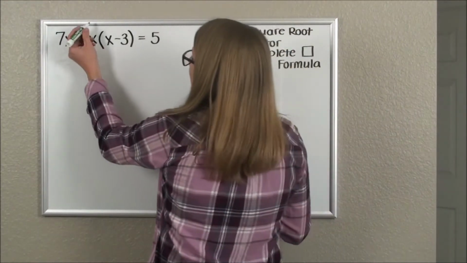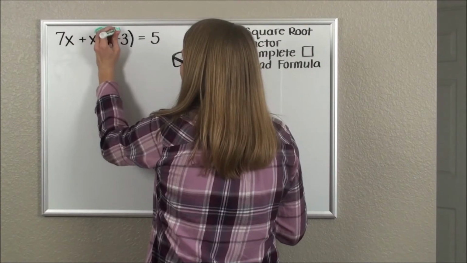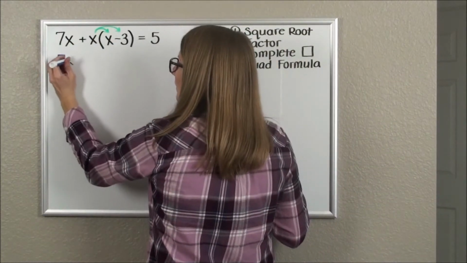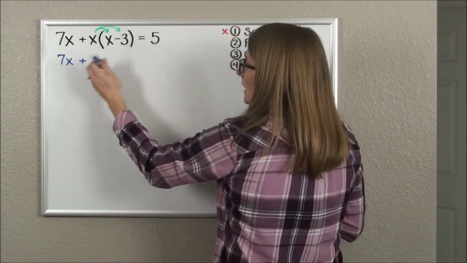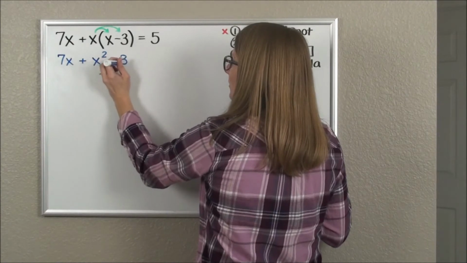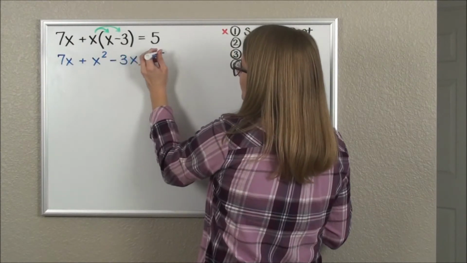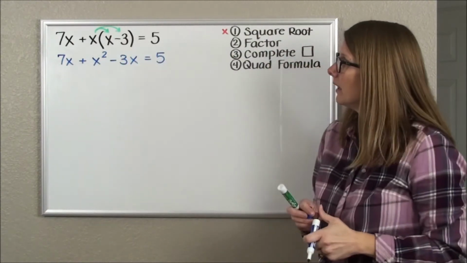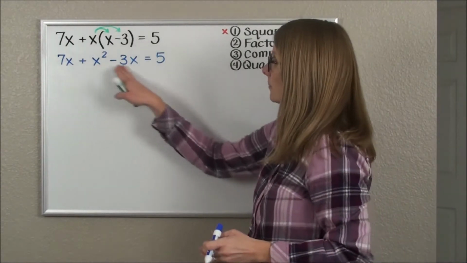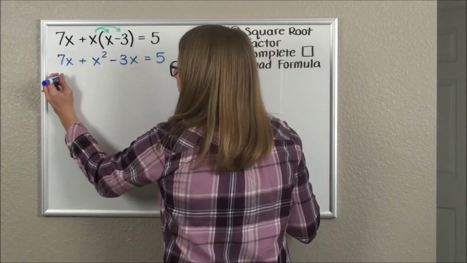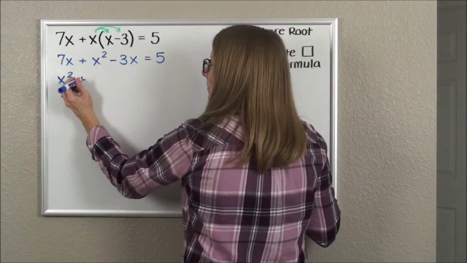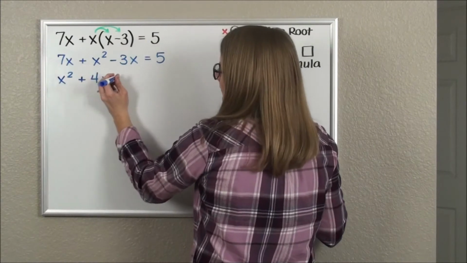Let's distribute to loosen things up a bit. So we will have 7x plus x times x is x squared. X times -3 is -3x. And this is equal to 5. Next thing I see I can do is I can combine like terms. The 7x minus the 3x will combine. So I've got the x squared, and then 7x minus 3x is a +4x.